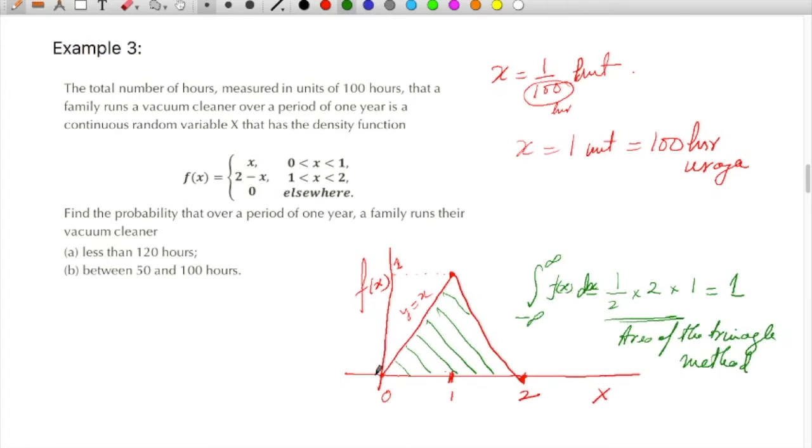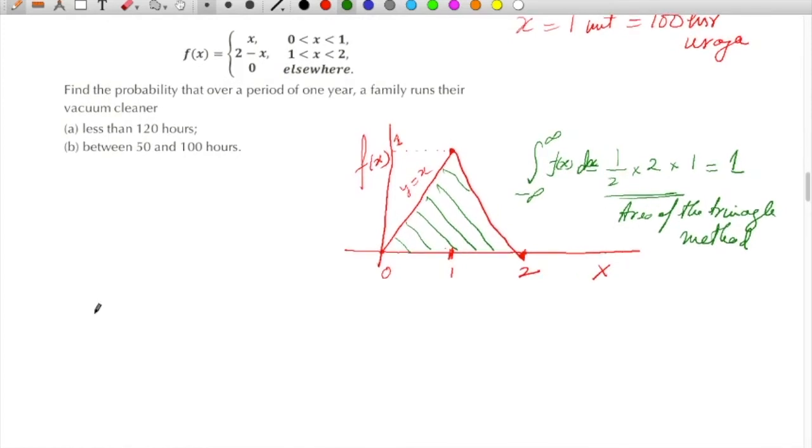See here. Now, if we use the conventional method as we learned here, find the probability that over a period of 1 year a family runs their vacuum cleaner less than 120 hours. So for part A, they want to know the probability when x is less than 120 by 100, because x is the 100th part of the hour. So this will be the probability of getting x less than 1.2.